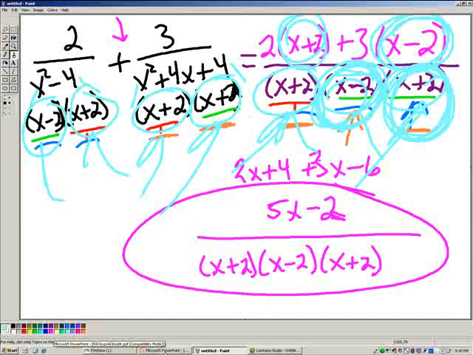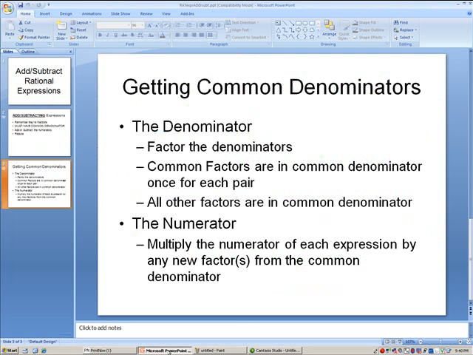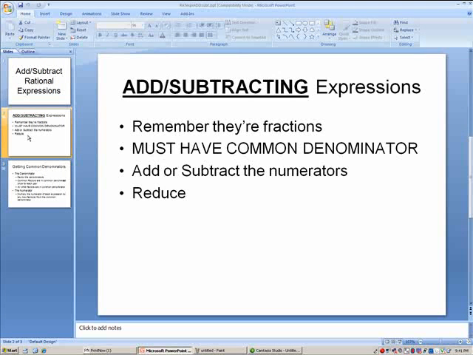So if we take another look at our procedure here for getting our common denominators: factor the denominators. Anything that was already common gets included in the common denominator. Then everything else that was not common also gets included. The numerator, we just multiply by whatever was not in that original denominator to begin with. And then once we have our common denominator, add or subtract and reduce if possible. That's it. That's all there is to it.